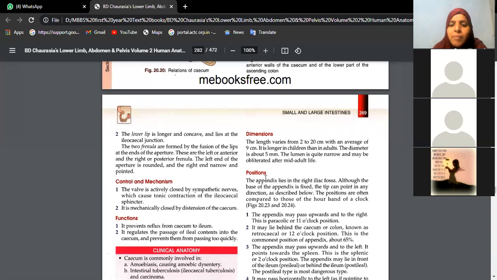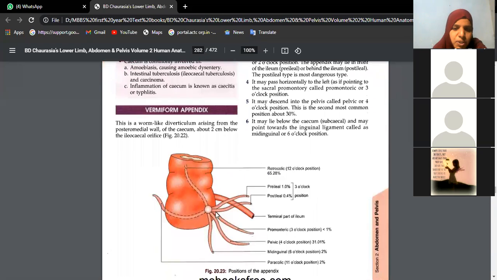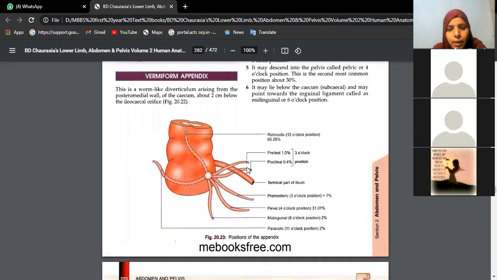Dimensions: it may vary from 2 to 20 centimeters, average is 9 centimeters. It is longer in children than in adults. Then position. See here, the position is so much varied. It may be the 3 o'clock position. It can be pre-ileal, if it is in front of the ileum. If it is behind the ileum, you call it post-ileal.